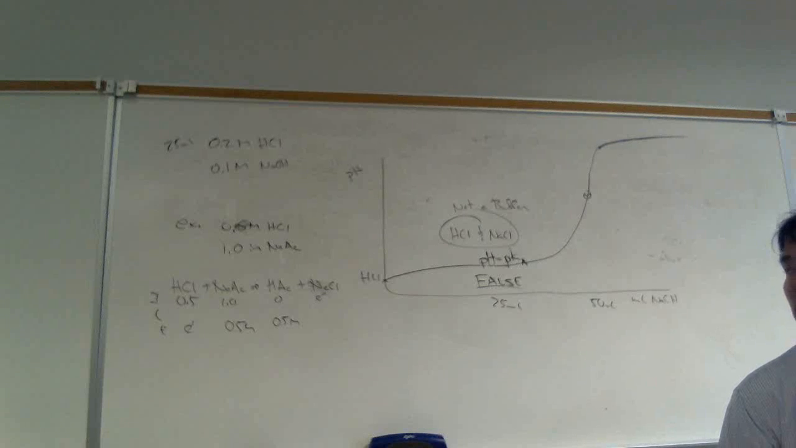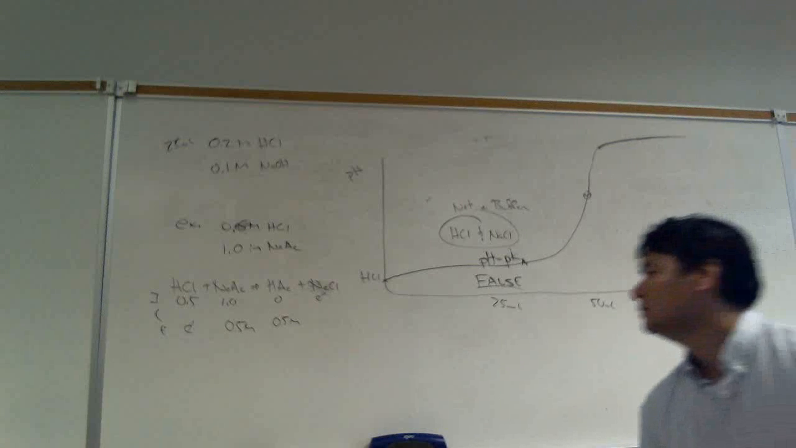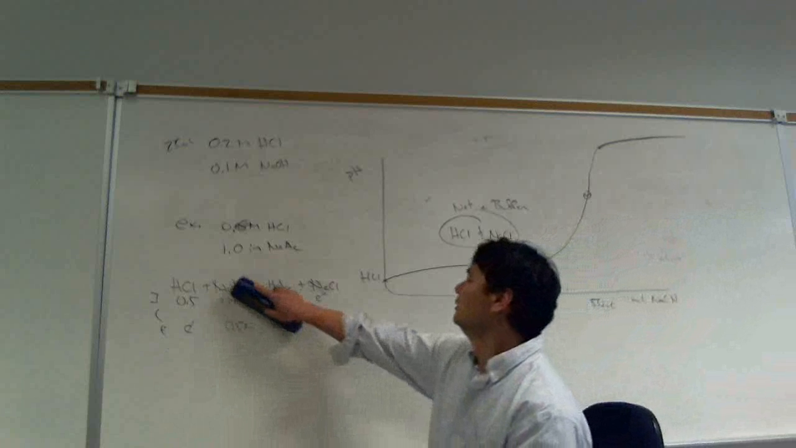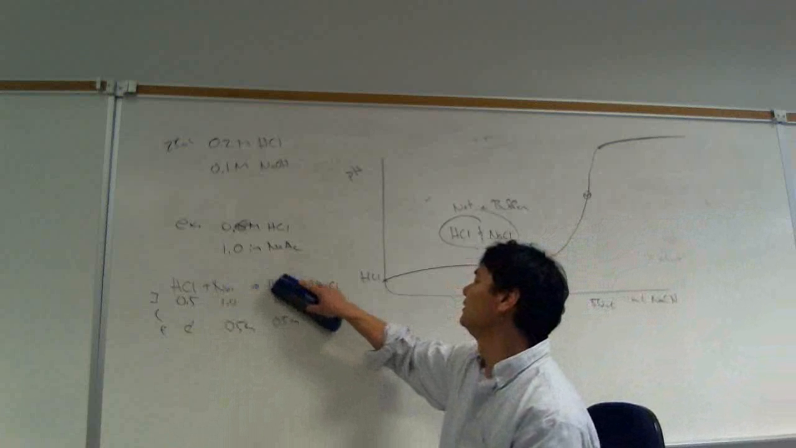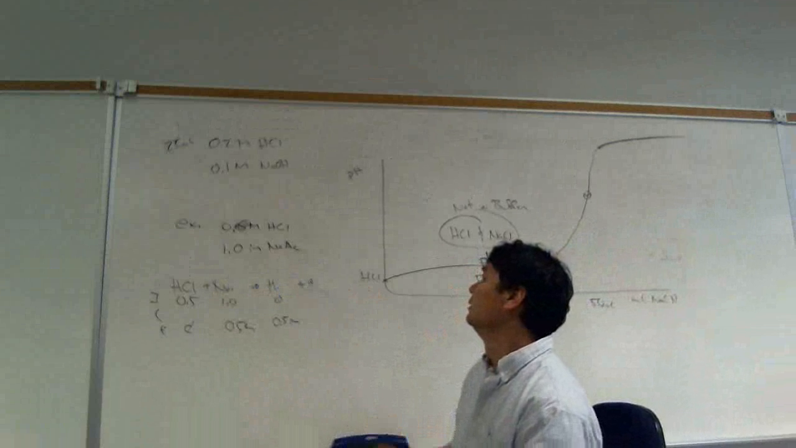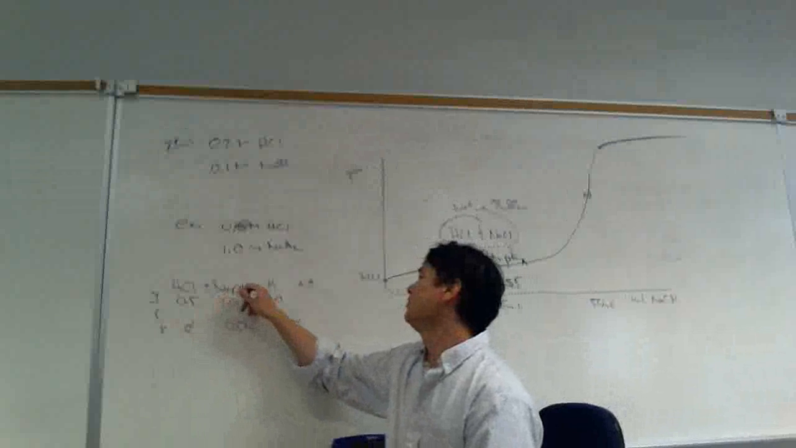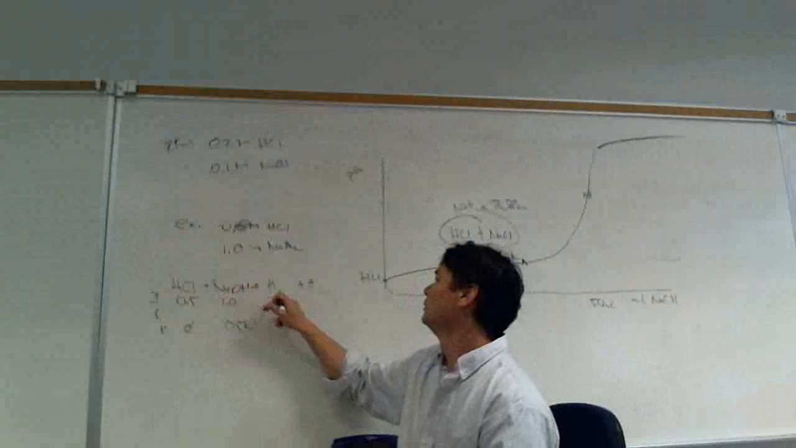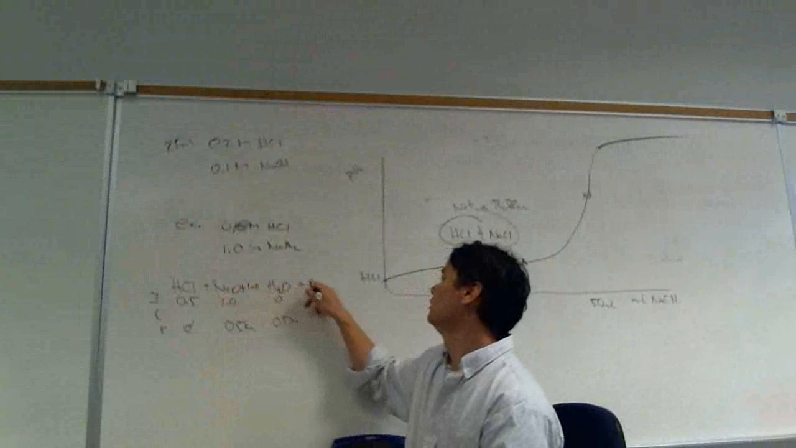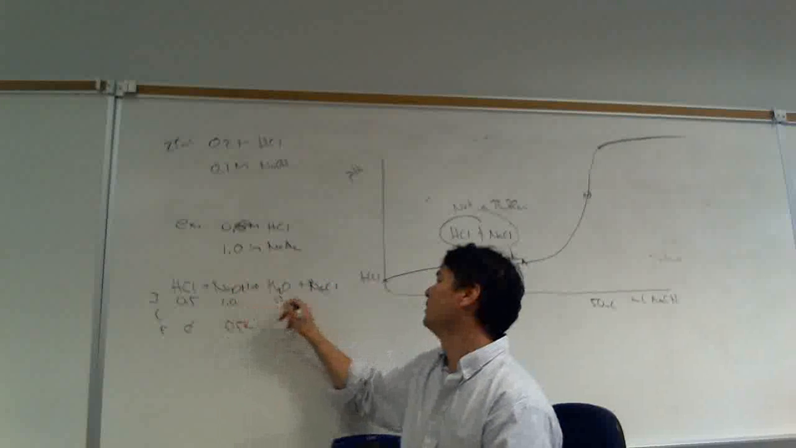So is that graph the titration of the 0.2 molar HCl and the 0.1 molar NaOH? And why did that become HCl and sodium chloride? Oh, that's a product. Let me change this. So HCl and sodium hydroxide form H2O and NaCl. H2O is a liquid.